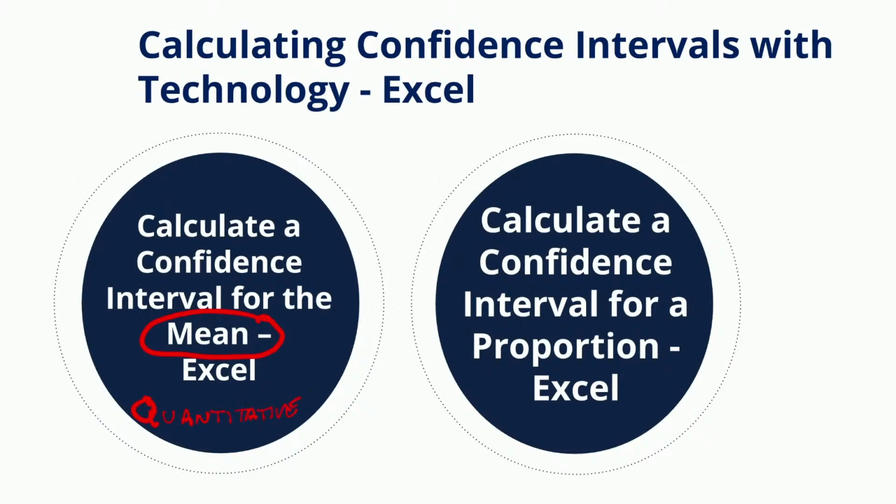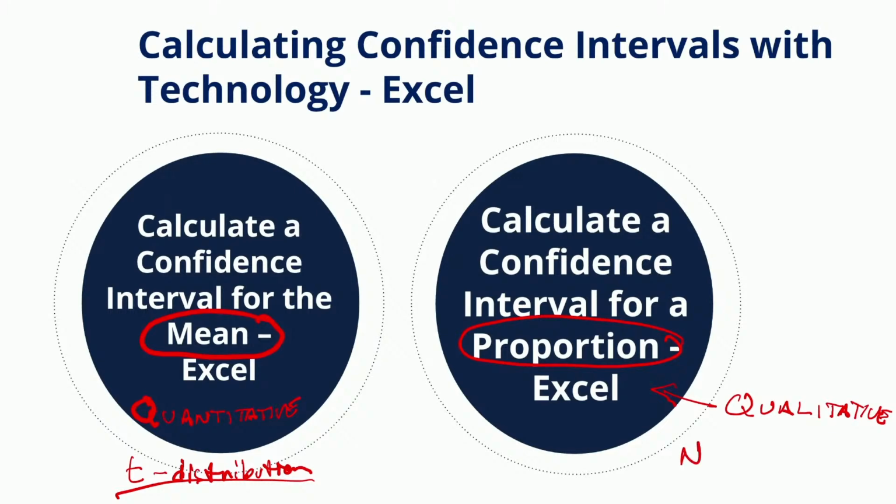I took it down there because I want to make sure you can see the screen when we get to Excel. So quantitative data, you're going to use the confidence interval for a mean. And when you do this, you're going to use a distribution called the t-distribution. I'll explain this in just a minute. It's got an interesting story behind it. If you're doing a proportion, this is qualitative data, and there you use the normal distribution.